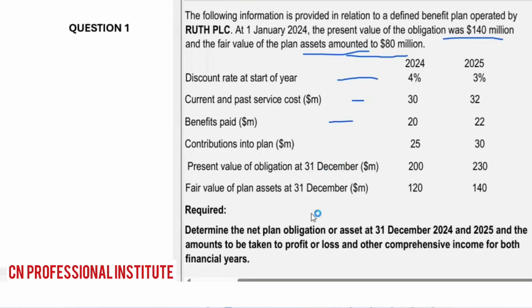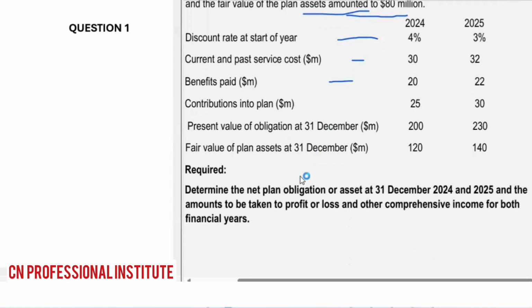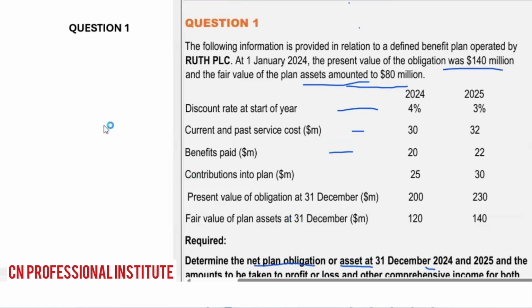So you have the fair value of the plan assets at the year end, and then the present value of obligation at the year end. The requirement is to determine the net plan obligation or asset at the 1st December 2024 and 2025, and the amount to be taken to profit or loss and other comprehensive income for both financial years. So this is straightforward. We are doing the net. The question says we should do the net obligation or asset, so we have to listen to the question.